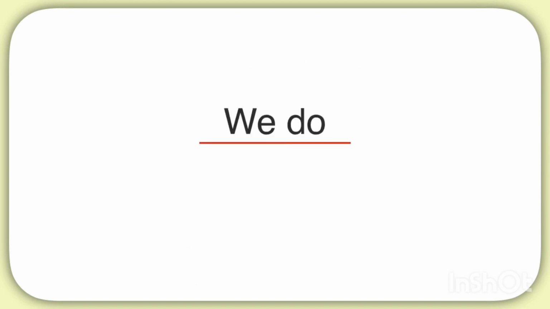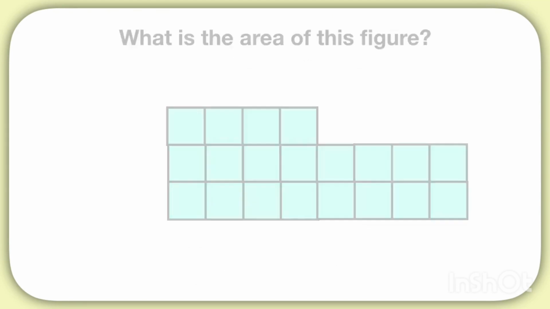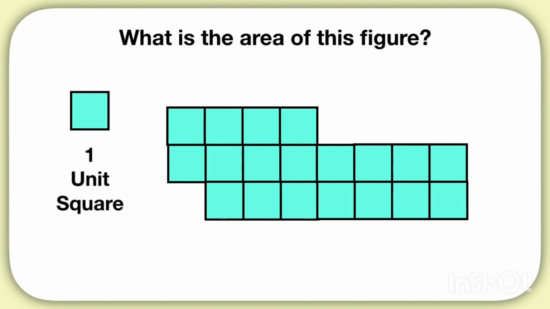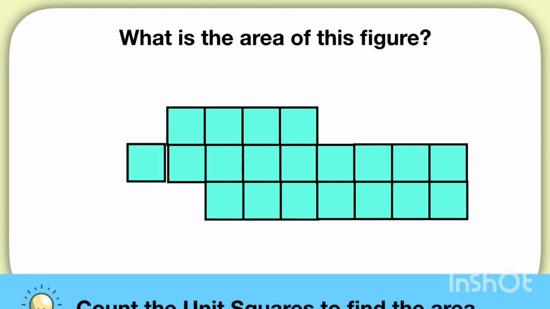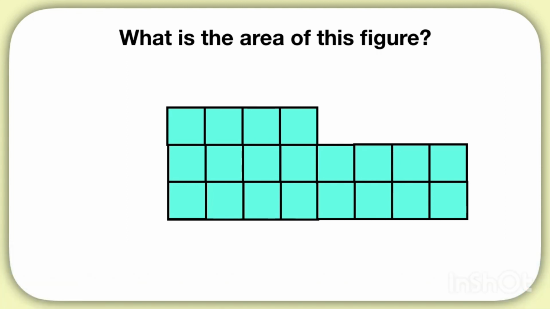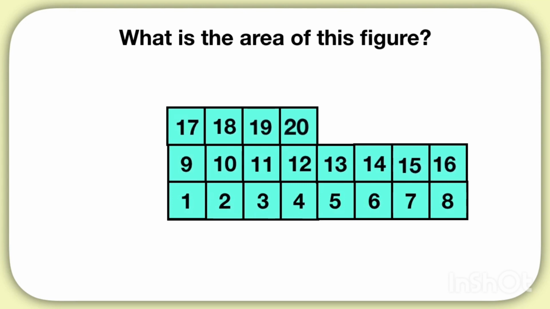Let's look at one of these together. Let's say we want to find the area of this figure. What would we call each of these little squares? We call each of these little pieces 1 unit square. And how can we use unit squares to find the area of this shape? To find the area of a shape, just count the number of unit squares inside of it. How many unit squares are in this shape? We could count all of the unit squares in this shape. If you did this, you would find that it has an area of 20 square units.